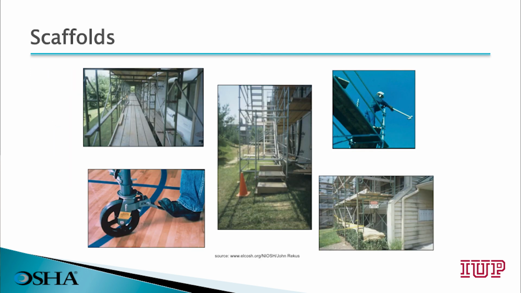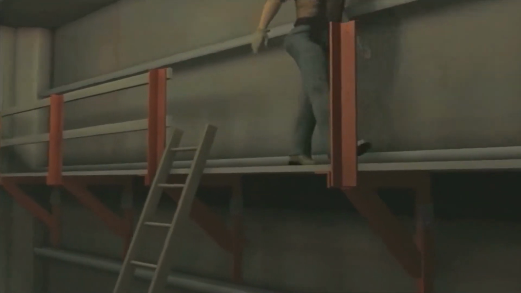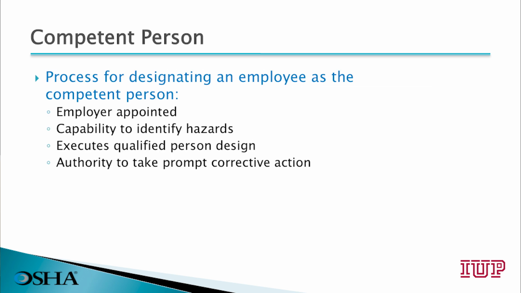Approximately 65% of construction workers frequently work on scaffolds, and scaffold-related accidents account for approximately 4,500 injuries and 50 fatalities every year. A competent person must oversee the assembly, disassembly, inspection, and safe use of scaffolds. And that competent person also trains employees who erect, disassemble, move, operate, repair, maintain, inspect, or work on those scaffolds. A competent person is employer appointed, is capable of identifying hazards associated with scaffolds, executes the qualified person's design, and has the authority to take prompt corrective action.